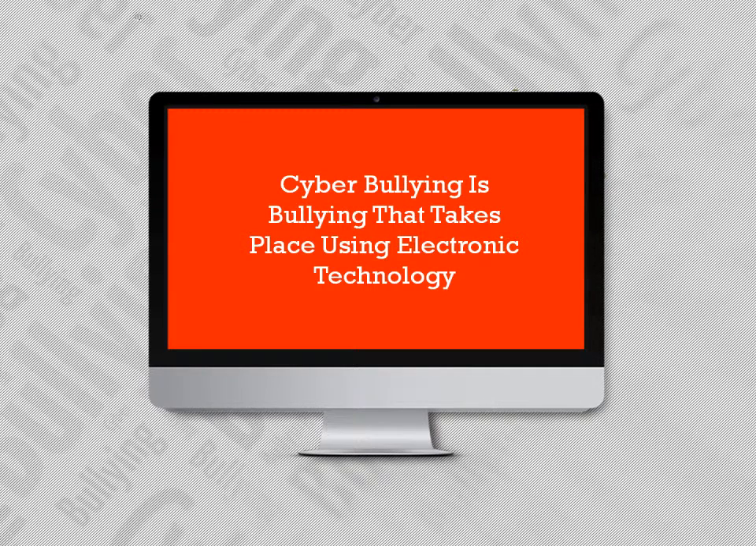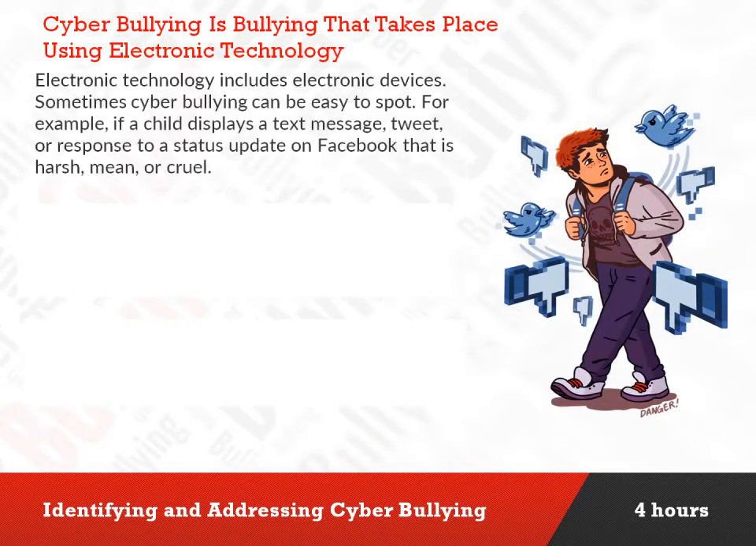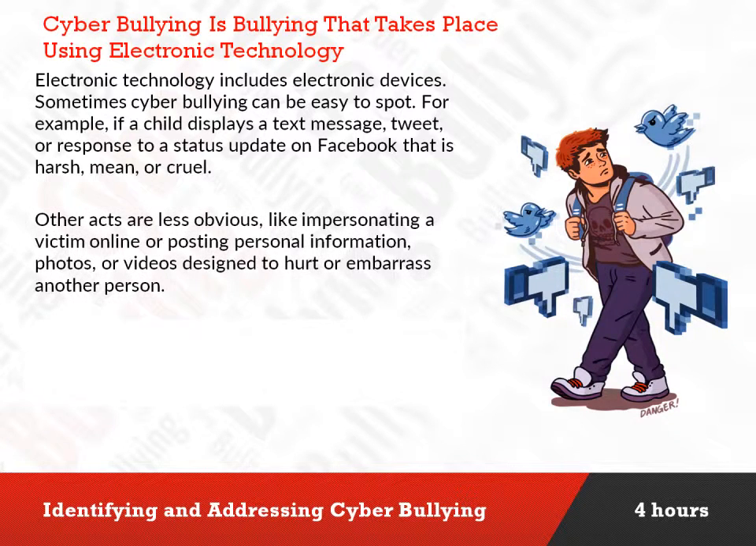Cyberbullying is bullying that takes place using electronic technology. Electronic technology includes electronic devices. Sometimes, cyberbullying can be easy to spot. For example, if a child displays a text message, tweet, or responds to a status update on Facebook that is harsh, mean, or cruel. Other acts are less obvious, like impersonating a victim online or posting personal information, photos, or videos designed to hurt or embarrass another person.